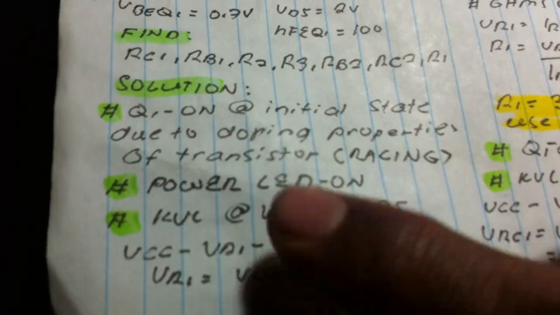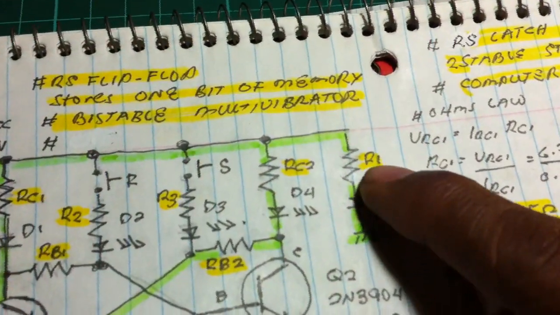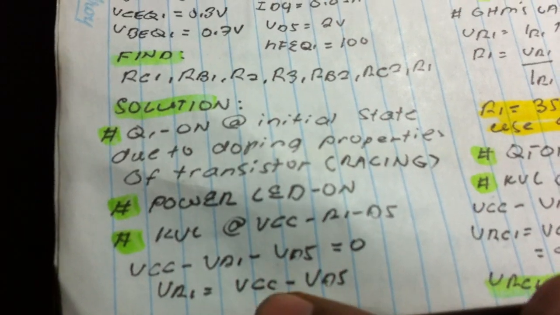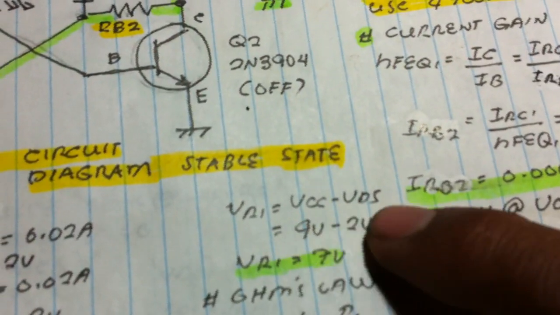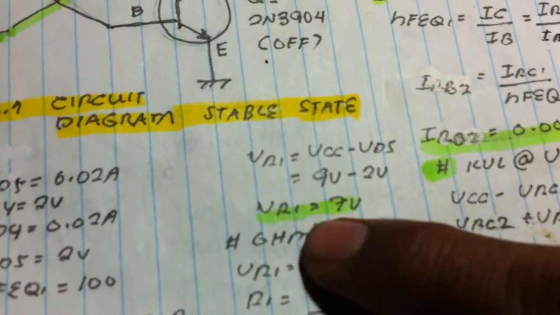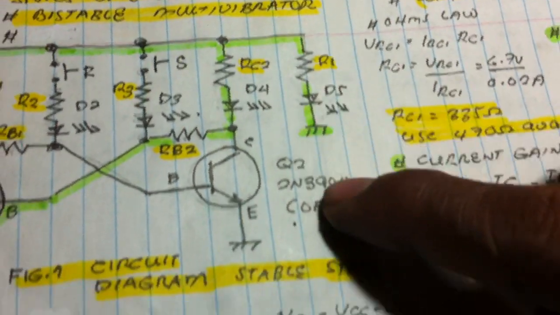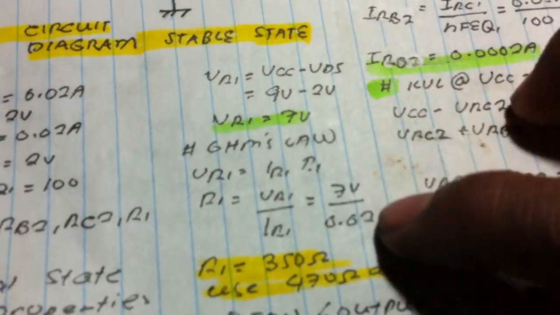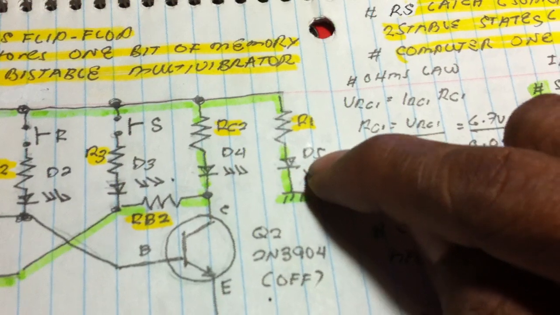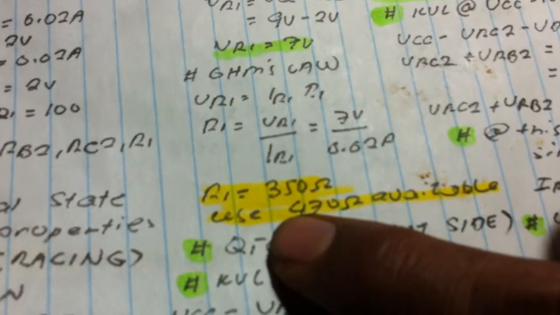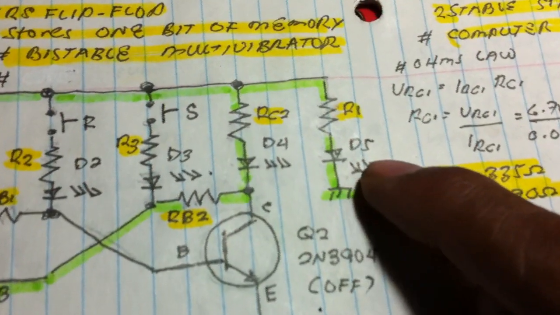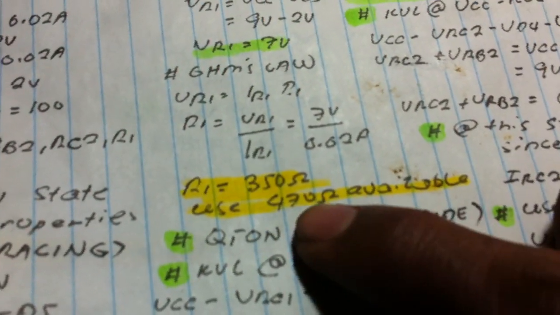power the LED on. Using KVL, we're going to compute the value of R1: VCC, voltage drop at R1, voltage drop at D5. Transposition using KVL, computation: 9 volts supply, voltage drop of the diode or LED 2 volts. We get 7 volts voltage drop across R1. Using Ohm's law, since the current at R1 is equal to the current at D5 since they're in series, we get 350 ohms, but I use the 470 ohms available resistor. So R1 now is 470.